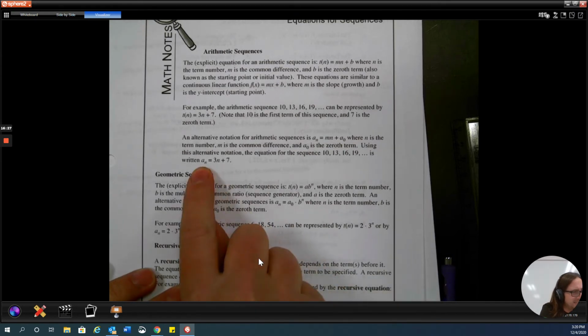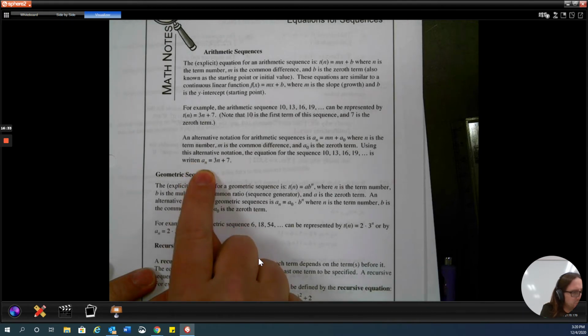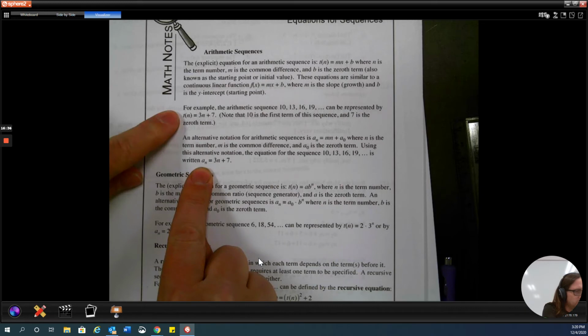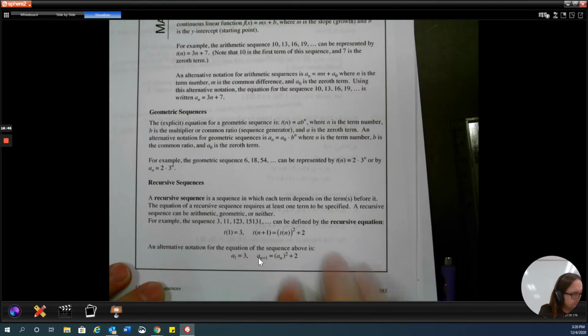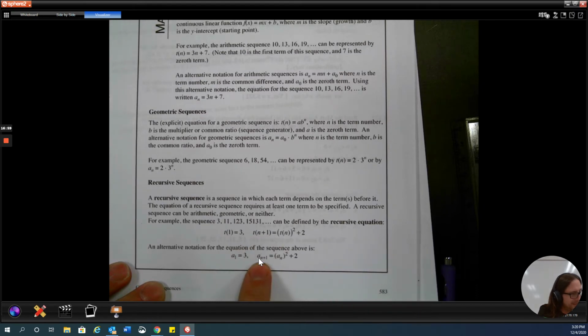So it uses, instead of T of n, it uses A sub n. So this is just a different way to write it. These two would be the same thing. T of n equals or A sub n equals. So that's just a different type of notation. Here you can see a recursive process where we've got T of 1 equals 3. This one would just say A sub 1 equals 3. So it's just a different type of notation that we've got here. You know, T of n plus 1 is the same thing as A of n plus 1. It's actually the one that I'm more used to using.